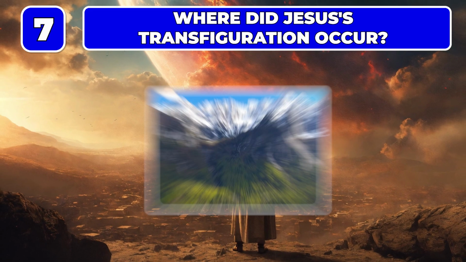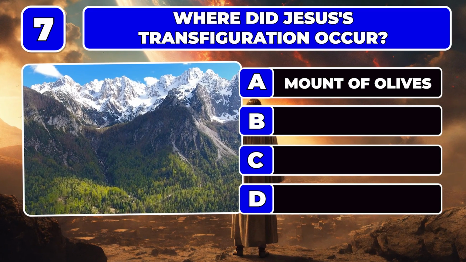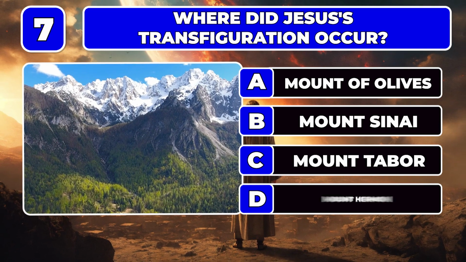Question number 7. Where did Jesus' transfiguration occur? Mount of Olives, Mount Sinai, Mount Tabor, Mount Hermon.